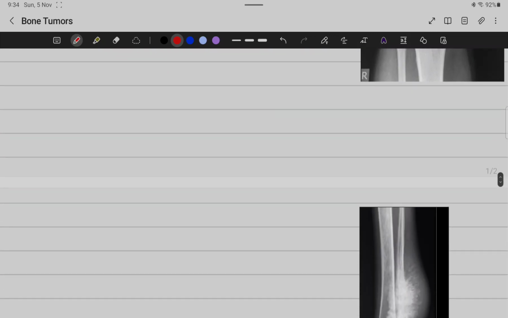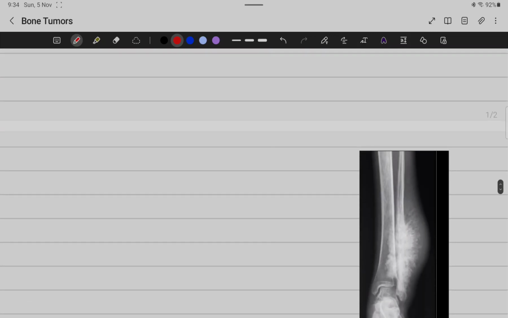Moving on to your osteosarcoma. Now from the name you can see that this is a malignant tumor. Until now we have talked about benign tumors. This one is your first malignant, osteosarcoma. Okay, so you had your osteoid osteoma, which was the benign tumor of osteoblasts. This one is a malignant tumor of osteoblasts.